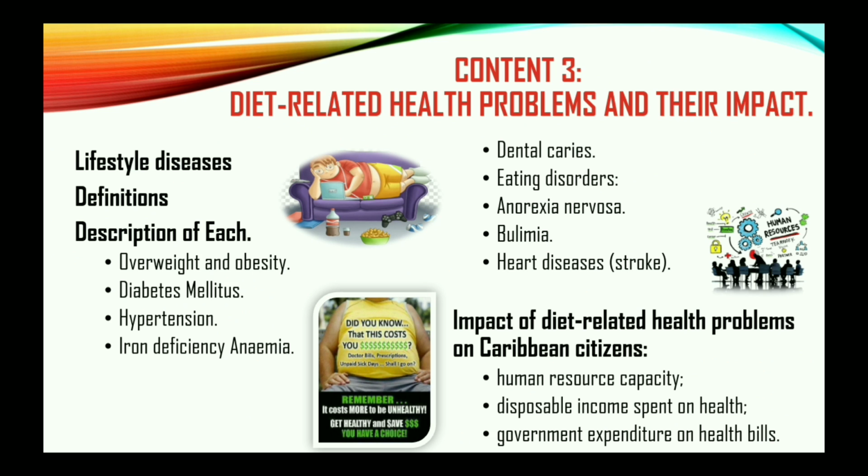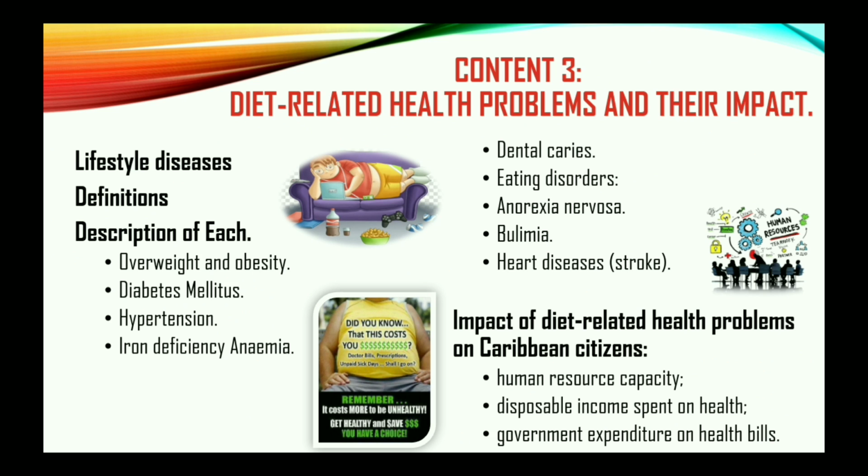How are persons affected? Good. Disposable income spent on health. Based on the amount of money that the family takes home after taxes, how much of that money is spent on buying medication, for transportation to go to the doctor. We also speak of government expenditure on health bills. How much money they have to spend on inpatients and outpatients, and also to subsidize medication.